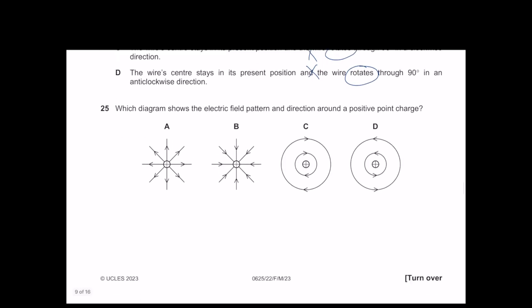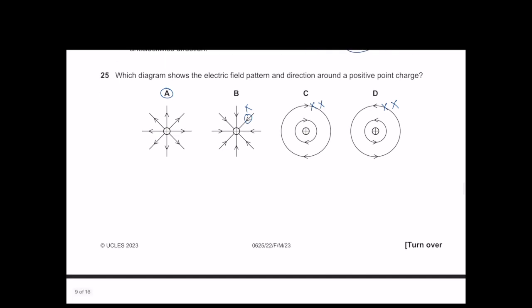In question 25, which diagram shows an electric field pattern and a direction around a positive point charge? Positive means the field comes out, and the direction is out of A. So I'm going to choose A. This is the right answer, no doubt. The direction here is wrong, and the idea of a rotation here is wrong. This could be if we had a wire, not a positive point charge, right?